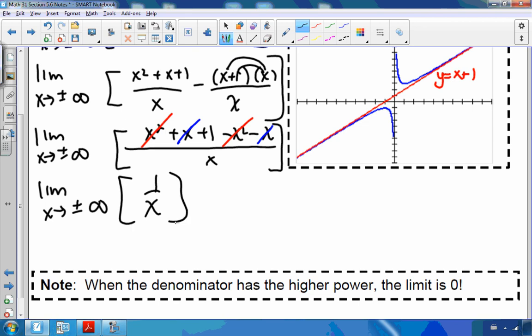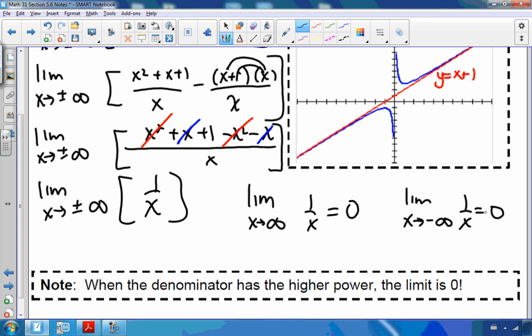So let's separate these out. The limit as x approaches positive infinity of 1 over x, and the limit as x approaches negative infinity of 1 over x. So remember before, when we were talking about limits, we said whenever the denominator has a higher power than the numerator, the limit is 0. So if I have 1 over a really big positive number, that's going to approach 0. Similarly, if I have 1 over a really big negative number, that will also approach 0. So since this is true, I can therefore say that y equals x plus 1 is the slant asymptote. So that's how I verify it.